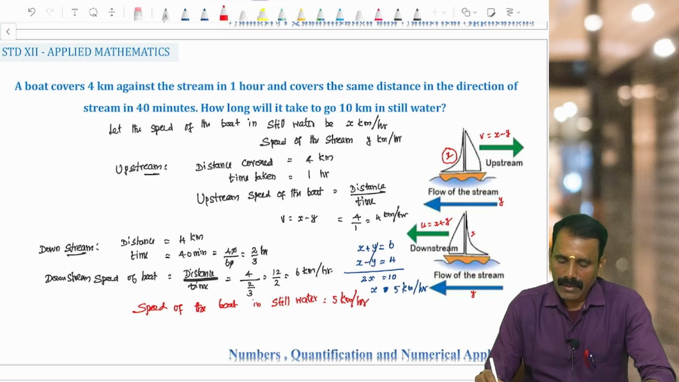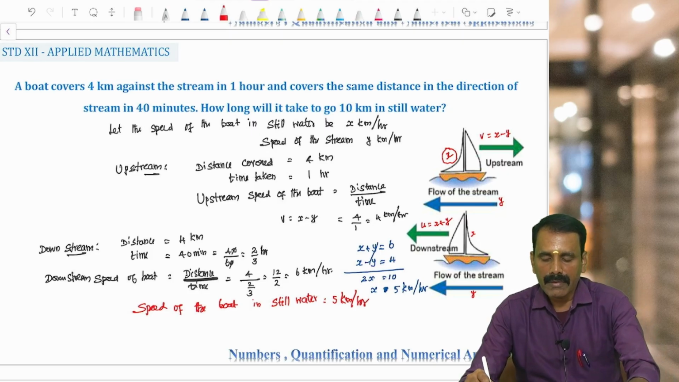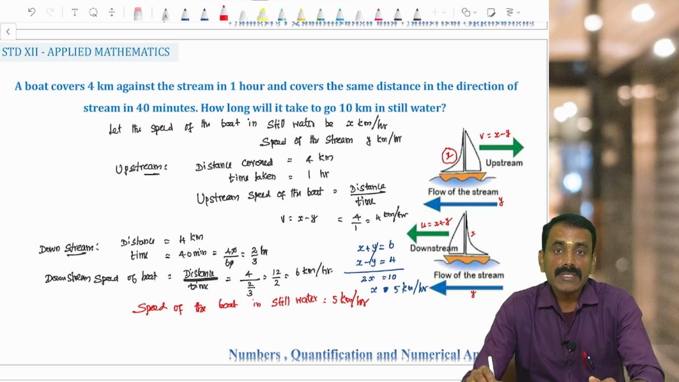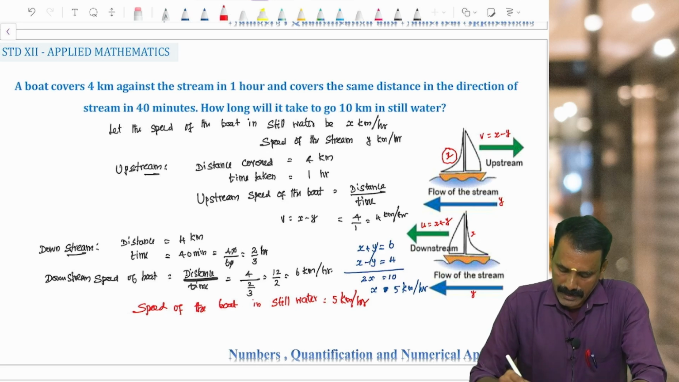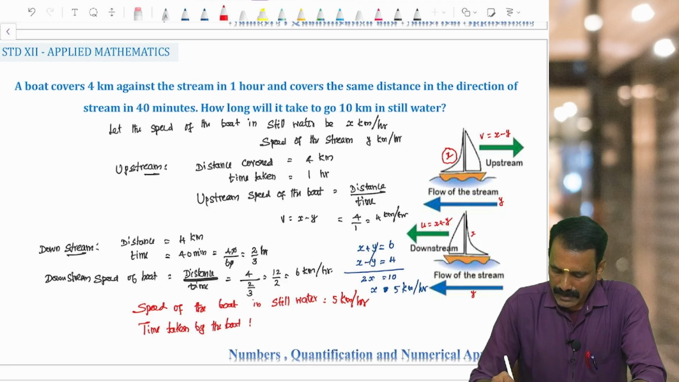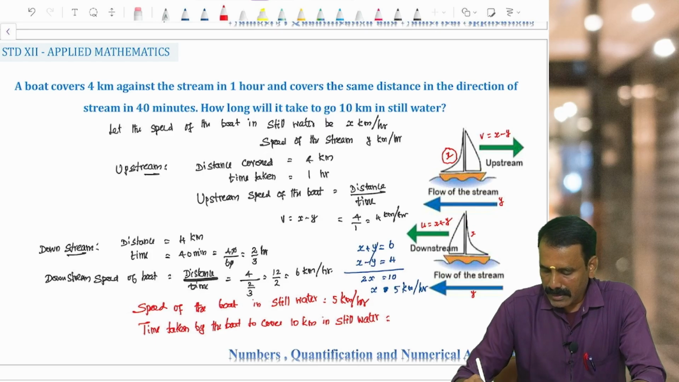Now we are supposed to find the time taken for the boat to cover a distance of 10 kilometer in still water. So time taken by the boat to cover 10 kilometer in still water is nothing but distance by speed in still water.